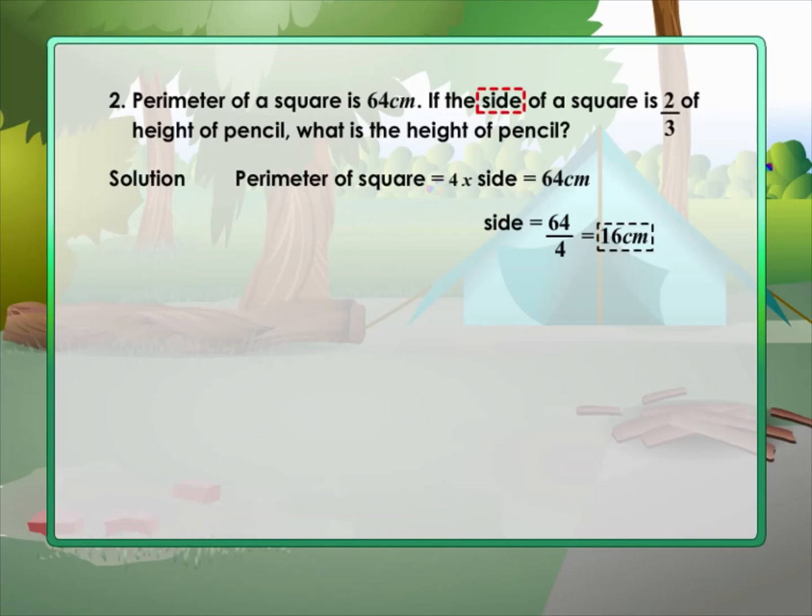The statement of the question is, the side of the square, 16 centimeters, is equal to 2/3 of the height of the pencil. Let the height of the pencil be x. Therefore, 2/3 into x is equal to 16 centimeters. Taking 2/3 to the right-hand side, the numerator will become denominator and the denominator will become numerator. Therefore, 16 into 3 divided by 2.